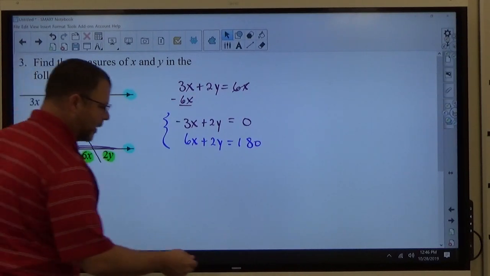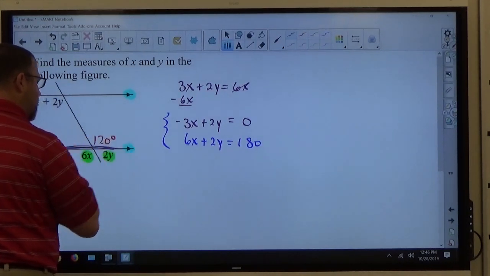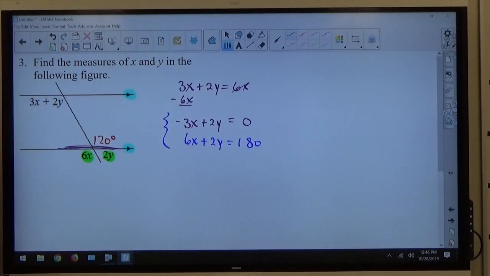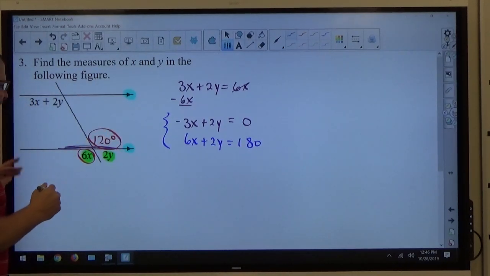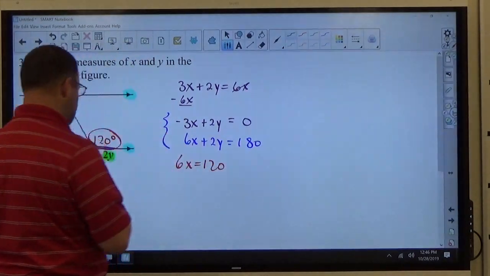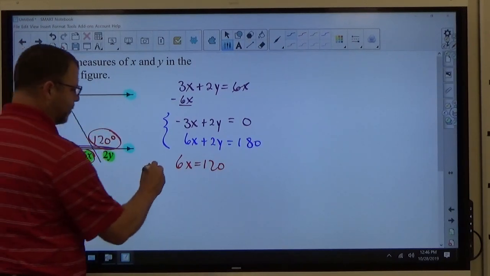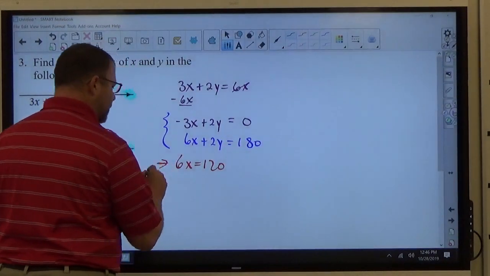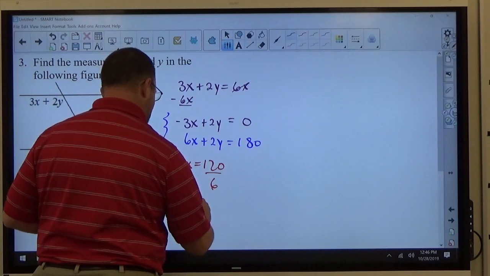So let's just pretend that there's another piece of information here. Let's say that maybe this is 120 degrees. Maybe you get that type of information. So I could also say this is a vertical angle to that. So I know that 6x equals 120. Okay, so you'll get something else like that, where you can make just a real simple one variable equation like this one. And if 6x equals 120, divide both sides by 6, it gives me x equals 20.